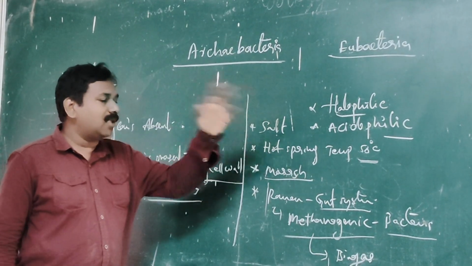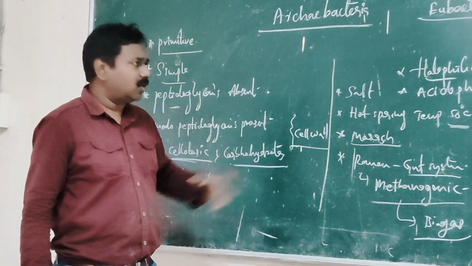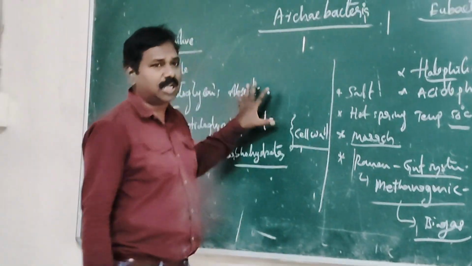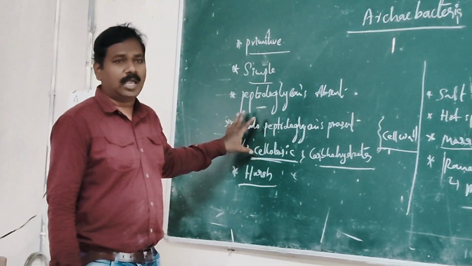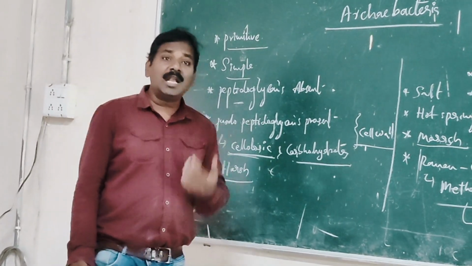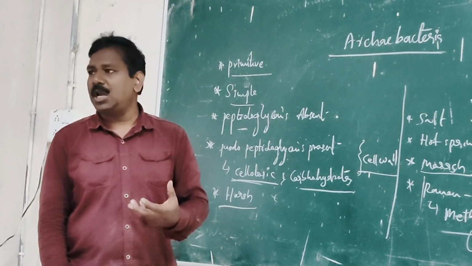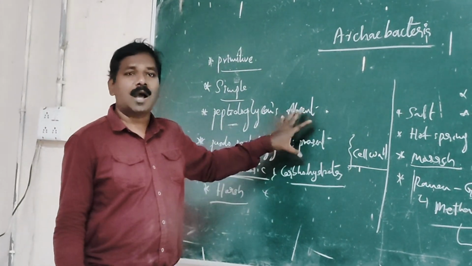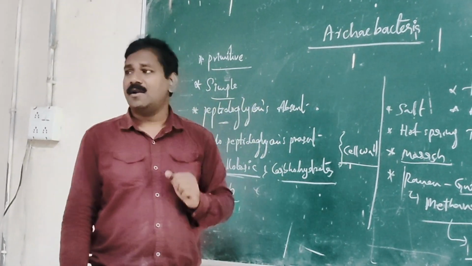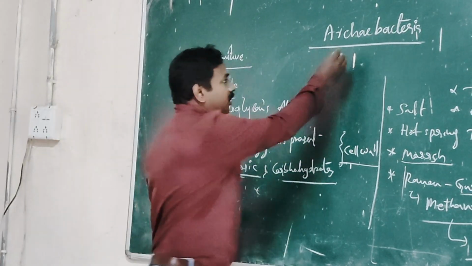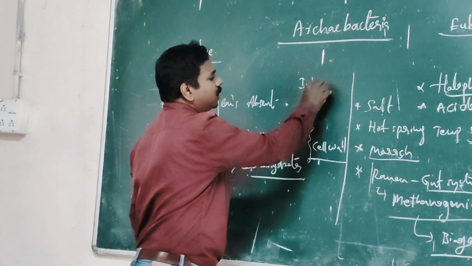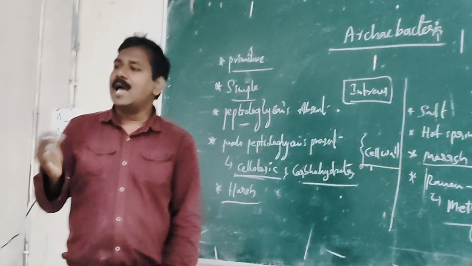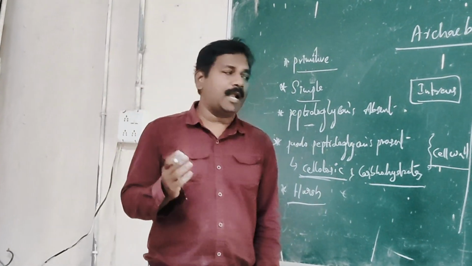Unlike other types of bacteria, which are very complex in nature, this is a very simple structure. At the gene level, up to DNA structure, archaebacteria possess introns. Introns are non-coding sites. In the structure of DNA, some sites are called exons and some sites are called introns.